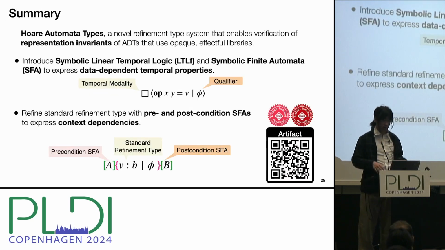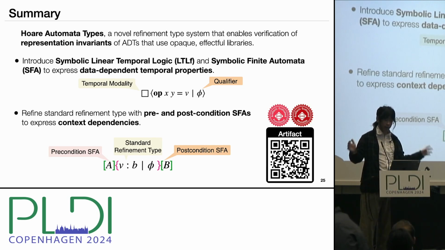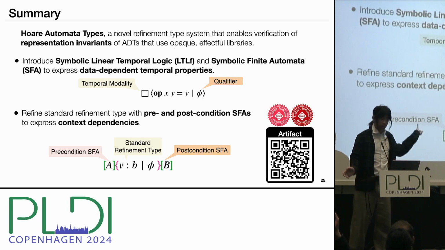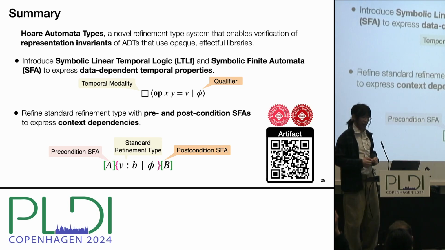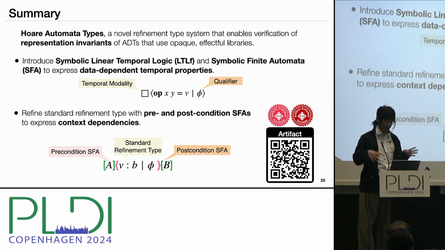Okay, so this is a summary. We introduce Hoare automata types, a novel refined type system that verifies the representation invariant of effectful programs. And we introduce symbolic linear temporal logic on finite traces and symbolic automata to express data-dependent temporal properties, and pre- and post-condition symbolic automata to express context dependency.